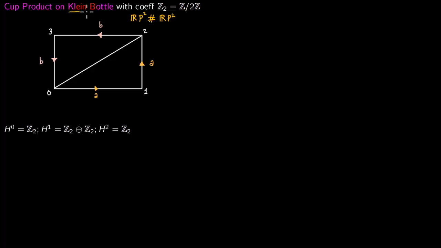Now this description of Klein bottle is represented like this. There is A here and B here. Say this B comes from this RP2 and this A is coming from this RP2. Now we are considering coefficients in Z2, but to compute we have to fix our orientations. The orientations we are going to fix are 0, 1, 2, going from 0 to 1 to 2, and then 0, 3, 2, like this and like this.